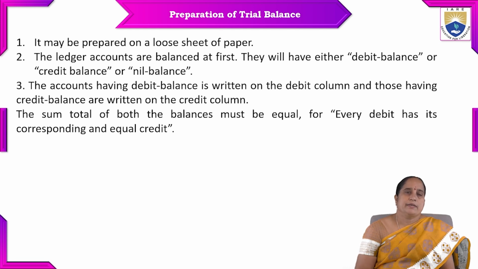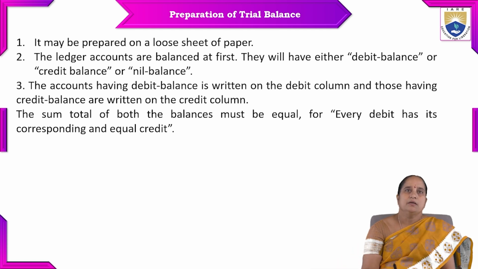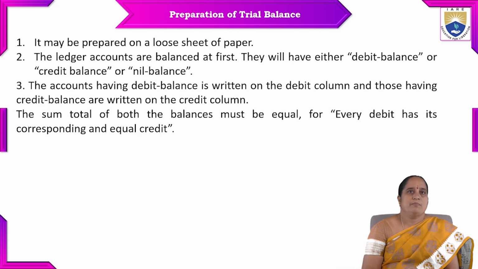Coming to the preparation of trial balance, it may be prepared on a loose sheet of paper. There is no specific book, they just prepare it on a sheet of paper. The ledger accounts are balanced at first. They will have either a debit balance, a credit balance, or a nil balance. The accounts having a debit balance are written in the debit column, and those having a credit balance are written in the credit column. So the sum total of both balances must be equal.